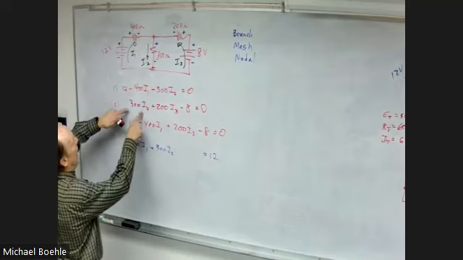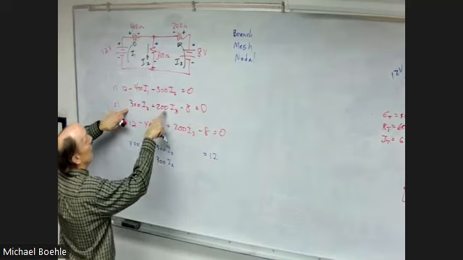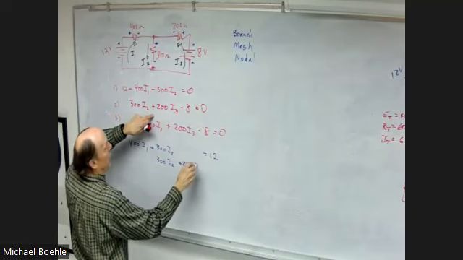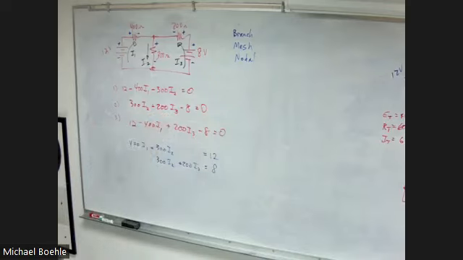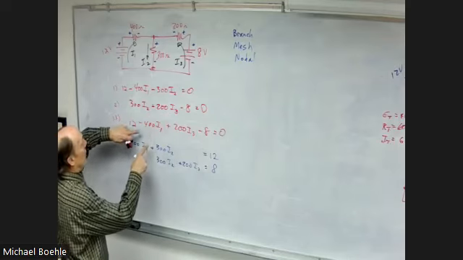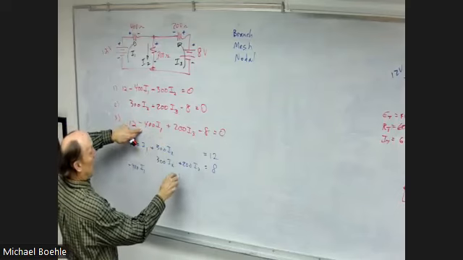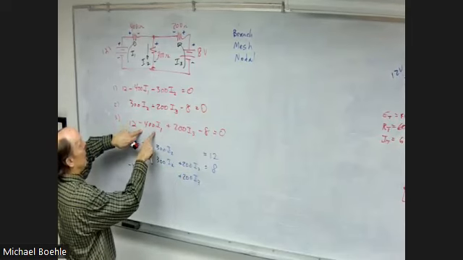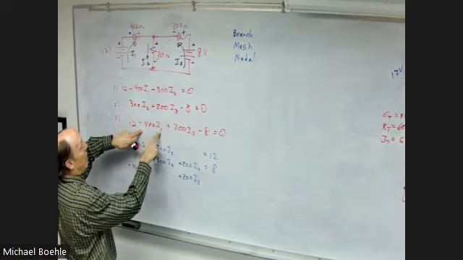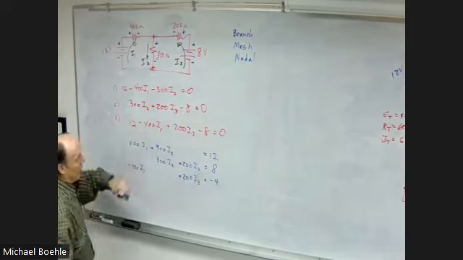Second equation, I have 300 times current 2 plus 200 times current 3. Move that to the other side, 8. And then my third equation, we have minus 400 times current 1 plus 200 times current 3. And then 12 minus 8 is 4. So we move that to the other side, negative 4.